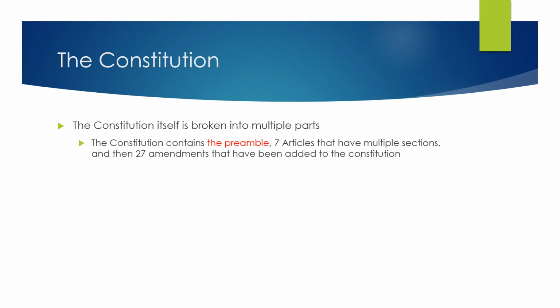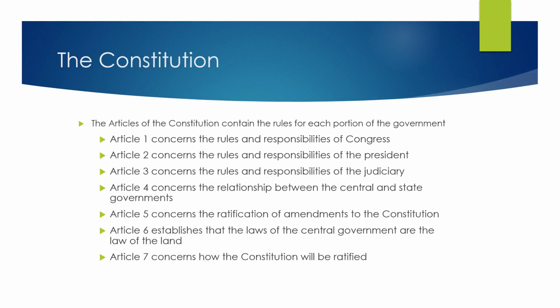And then we have the 27 amendments that have been added to the Constitution, that we looked at in the previous 2 lessons. So what are the articles of the Constitution? The articles of the Constitution look at all of the different parts of the government. Article 1 looks at the rules and responsibilities of Congress. Article 2 concerns the rules and responsibilities of the President. Article 3 concerns the rules and responsibilities of the judiciary.